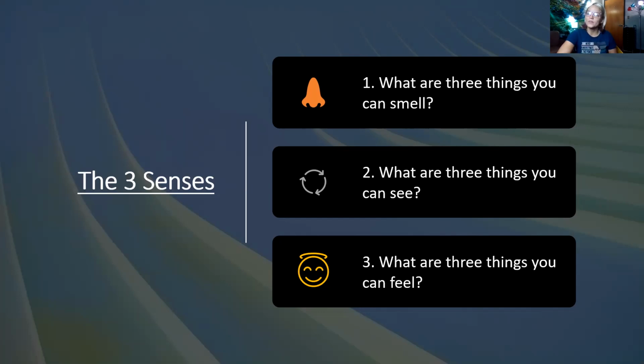Now acknowledging what are 3 things you can see. Taking a moment, looking around the room, noticing what is happening in the room itself. Maybe you notice different pictures, maybe you notice something on your desk, or even on the screen in front of you.